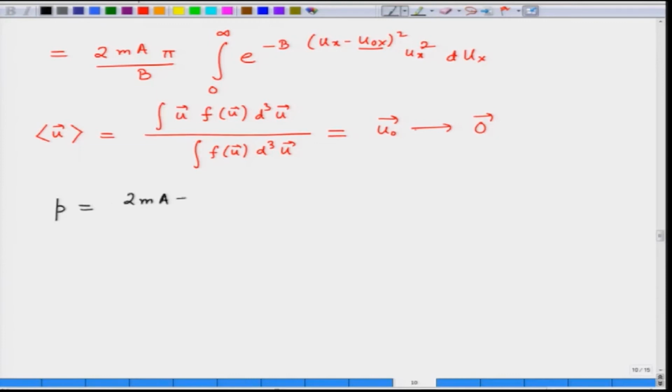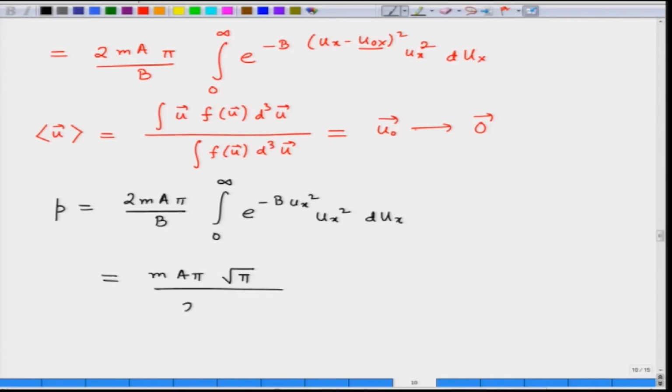2 m a pi by b, integration 0 to infinity e to the power minus b u x square dux. Okay. And by using some techniques of gamma integration, you can easily say this will be equal to m a pi root pi by 2 b to the power 5 by 2. Now, for this type of integration, I will give you a cheat sheet by which you can learn how to evaluate this type of integration.